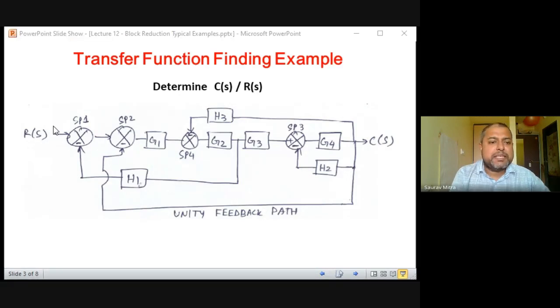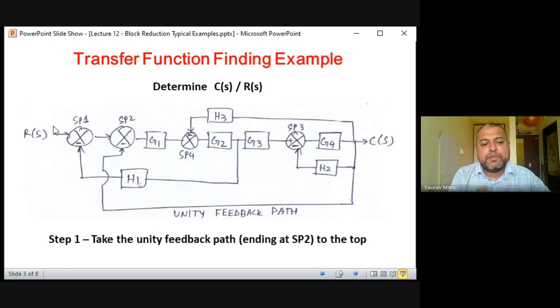So what all steps are explained in this? There are mainly two steps. First is to take the unity feedback path which is ending at SP2. All feedbacks are negative in this system. So take this unity feedback path towards the top. How to do that, we will see in the next slide. And that is the first thing.